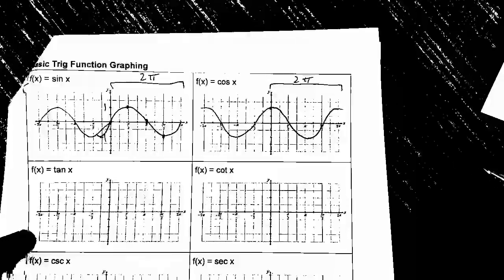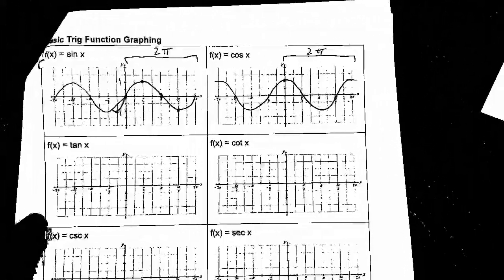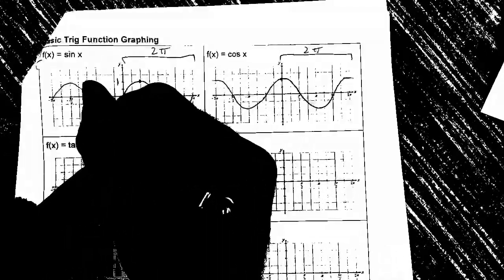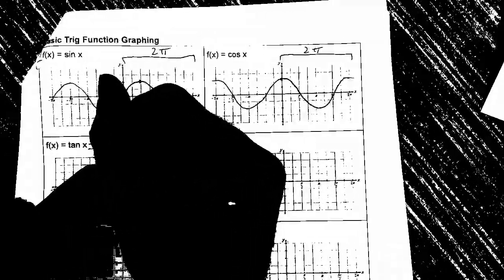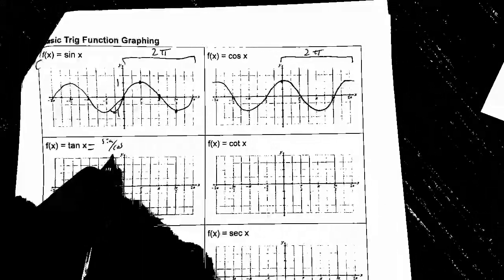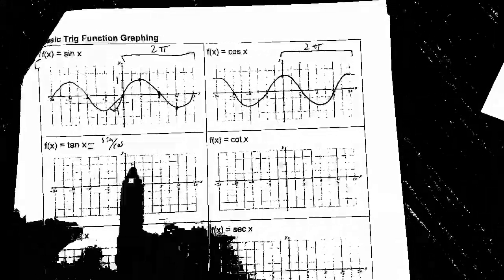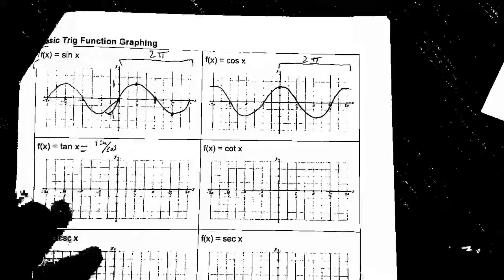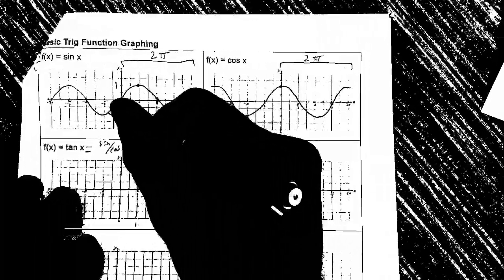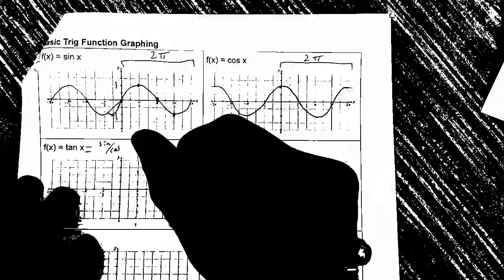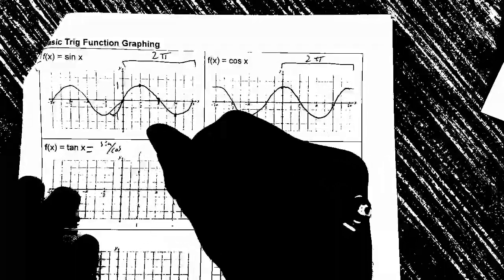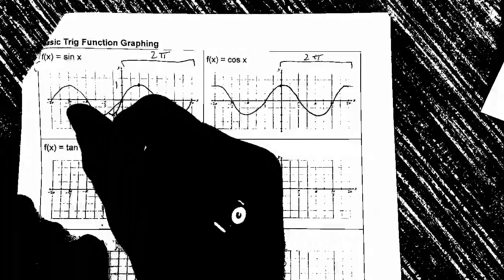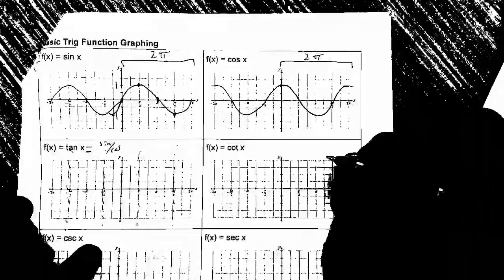Okay. For tan, how do you remember tan? So remembering that tan is what ratio? Tan is sine over cosine, right? So you're going to have vertical asymptotes whenever cosine is what? Whenever cosine is 0. So when is cosine 0? Pi over 2, and every pi, right? So 3 pi over 2 as well, and at negative pi over 2, and at negative 3 pi over 2, right? We're going to have these vertical asymptotes.